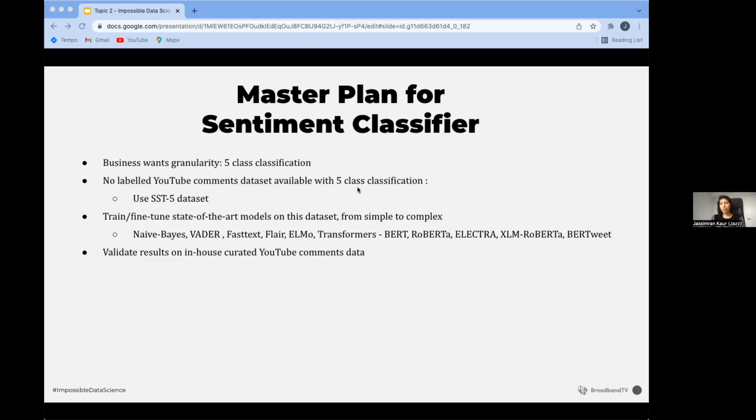And then we came up with a plan for the choices of models that we would train. It's always good to start simple and go to more complex. This was the fun part, so you can see there is a long list of models we wanted to try. We obviously start with simple Naive Bayes, and then we go to a library called VADER, developed at Georgia Tech. It's mostly a lexicon and rule-based sentiment analysis tool, specially designed for social media platforms, so it was definitely worth considering.